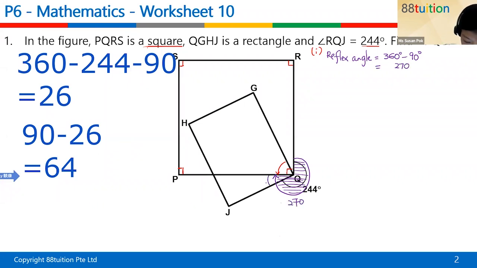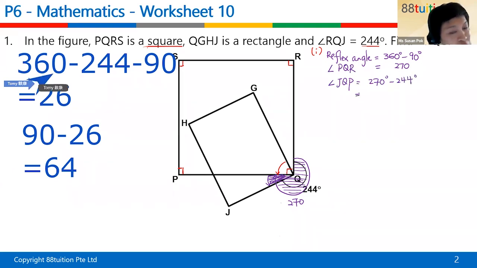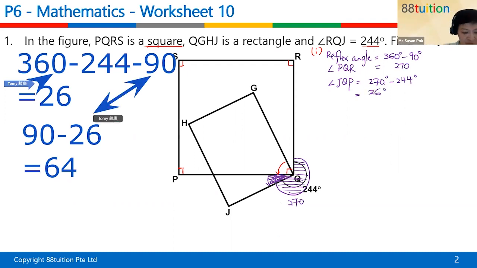So in order to look for the tiny bit here, what must I do? Reflex angle. Let's take a look at PQR. This one is 270. Now I'm going to look at this tiny one. I call it JQP. So angle JQP must be 270 degree minus away 244 given to you, because it is part of it. You can use calculator. Just now was a lower level, they cannot use. So we get 26 degree. Very good.